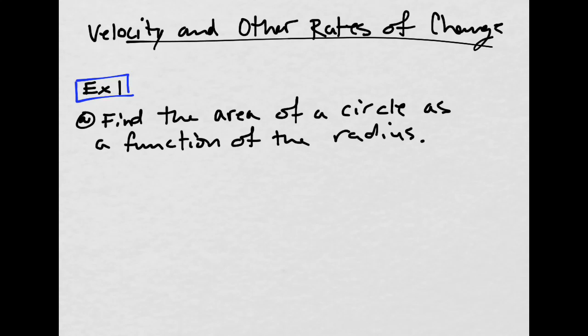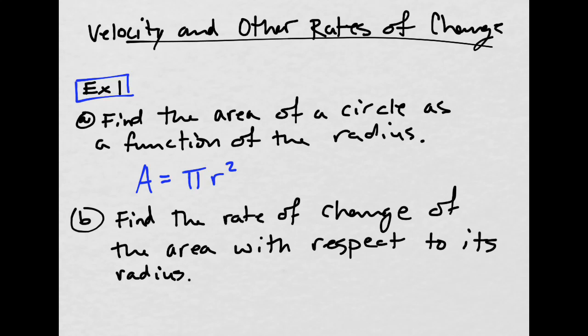the radius. This is actually super easy. All it means is write an equation for the area of a circle. Area would be pi r squared. That's all that means, because I have the area and it's in terms of the radius. That's what it means to be a function of the radius. So there you go, done.